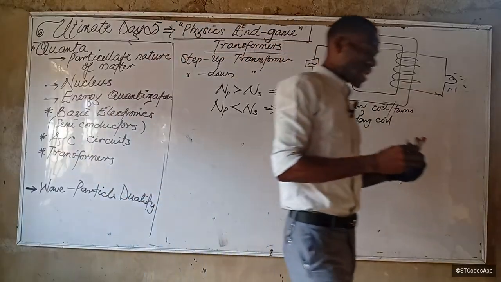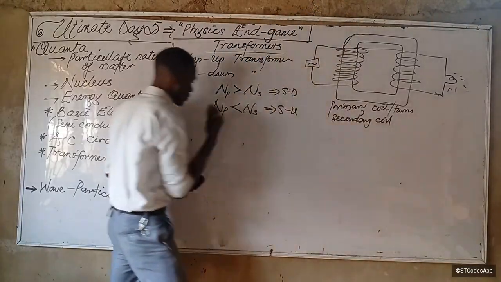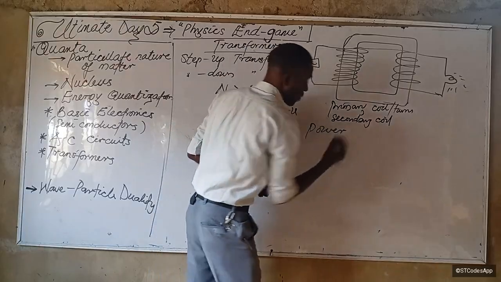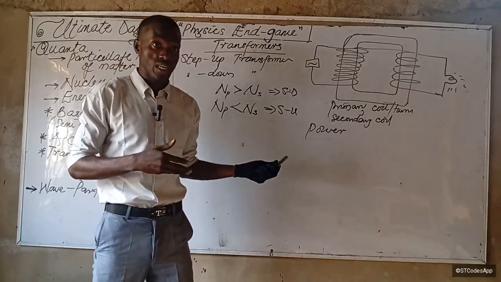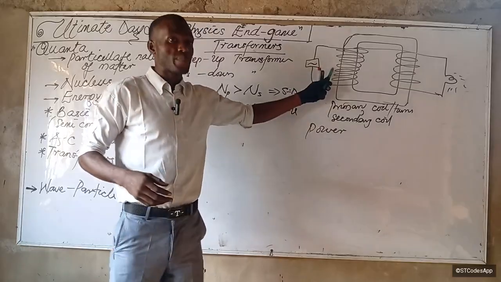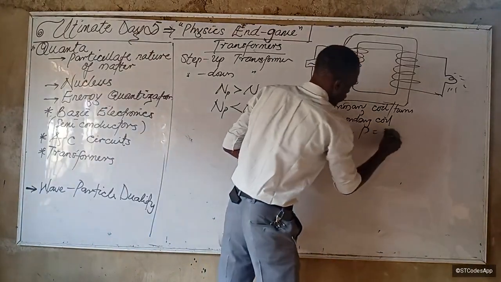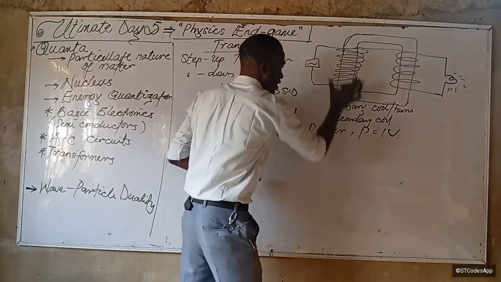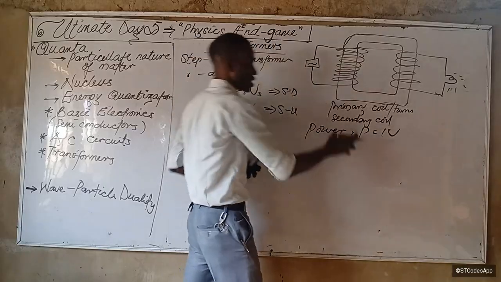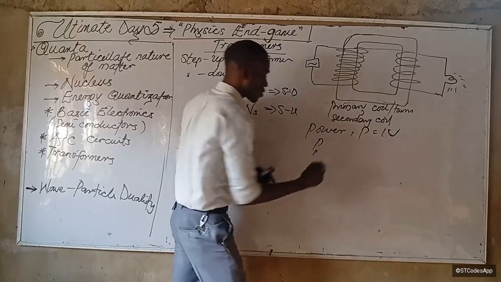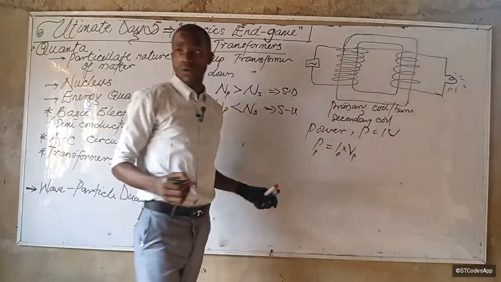Now, how do we calculate the power in a transformer? Now recall that power is the amount of energy over time that we use. So the amount of power that the transformer is dissipating is calculated as P equal to IV. Do you remember? But there are two ends here, the primary and secondary. So the power in primary coil is going to be I primary times the voltage in primary coil.